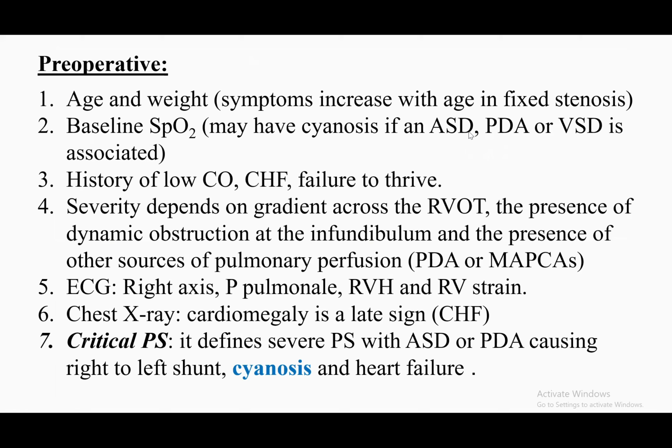Severity depends on the gradient across the RVOT, the presence of a dynamic obstruction at the infundibulum, and the presence of other sources of pulmonary perfusion. So if the gradient is high and there is a severe stenosis, but with another source of pulmonary perfusion, the patient would be less symptomatic. ECG: right axis deviation, P pulmonale, RVH and RV strain. Chest X-ray: cardiomegaly.